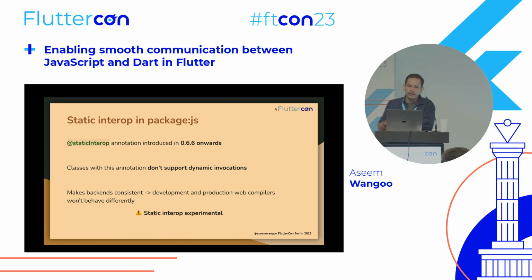This static interop is coming from the package.js, and how we use this is using this annotation static interop introduced from 0.6 onwards. The classes which have this annotation don't support dynamic interop or dynamic invocations. So that is one of the good things. And this way, we want to make backends consistent. So meaning a thing which is string when we were doing our development cannot change to Boolean, so that this makes the backends consistent, which is very important. This is done basically by the compiler itself.